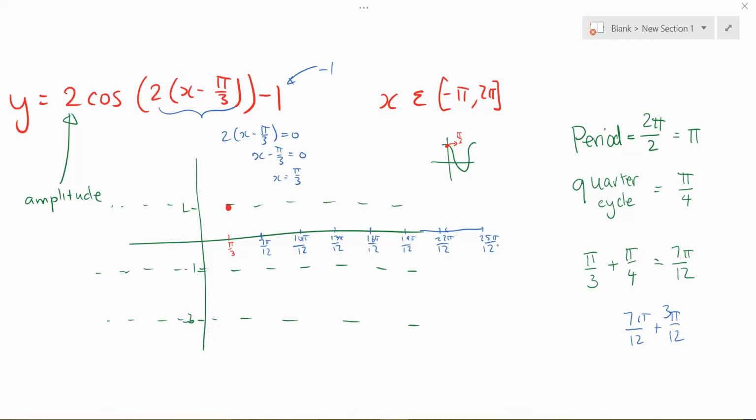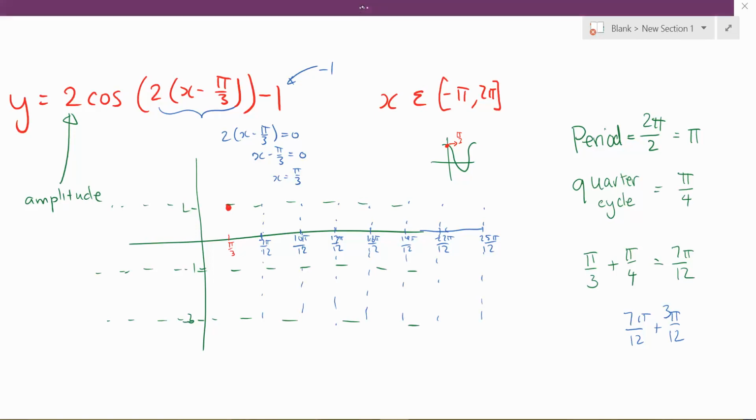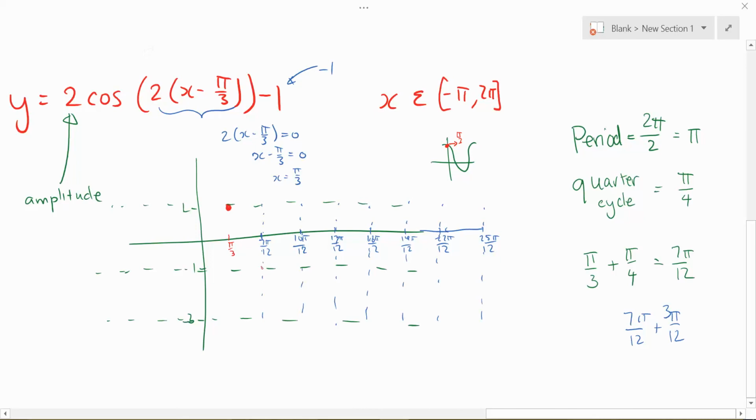Now here's the thing, why did I want these points? I'll show you. I'm going to do blue lines so you can see. I'm going to do these vertical lines. Later on you're not going to have to do these vertical lines. I'm just doing it so you can see what I'm doing. Now watch this. The reason this is so nice is because every quarter cycle it goes top to the middle to the bottom to the middle and back to the top. So wherever they intersect, right there, I already know. This is my cos graph.